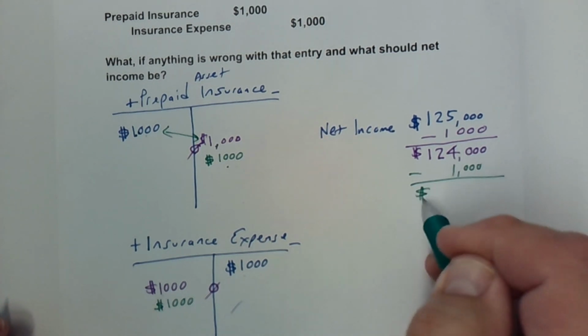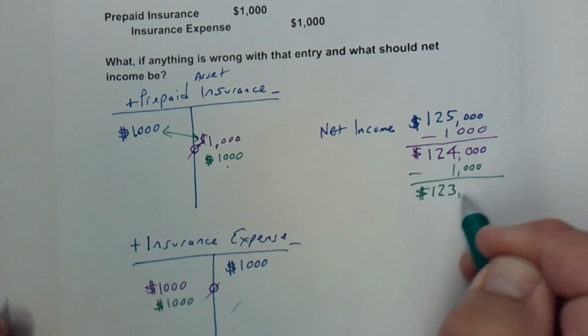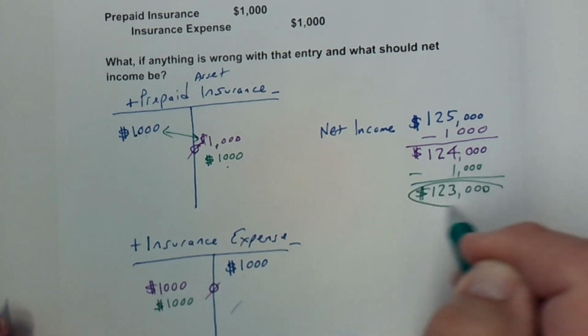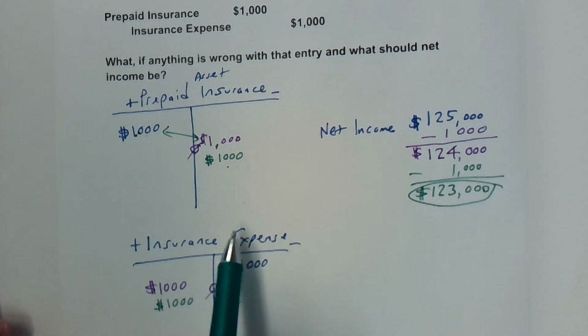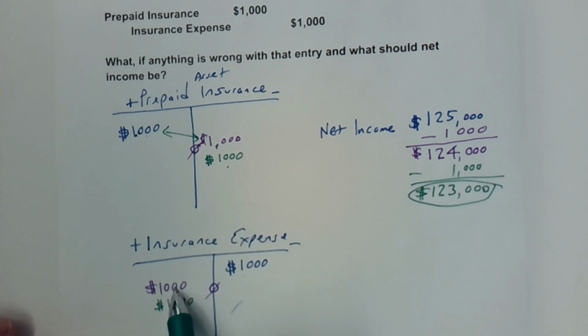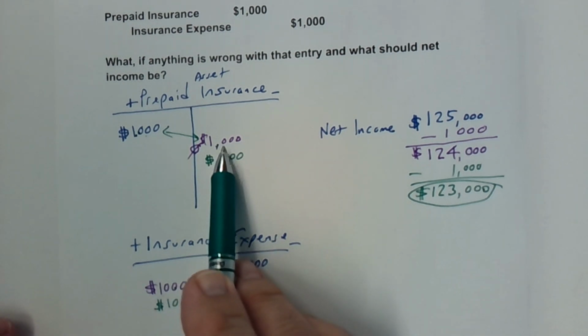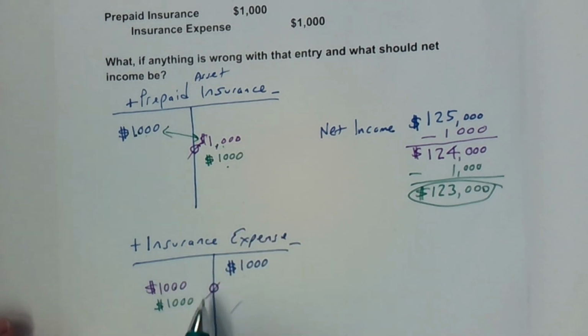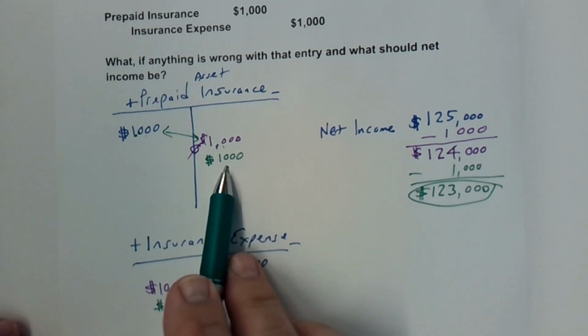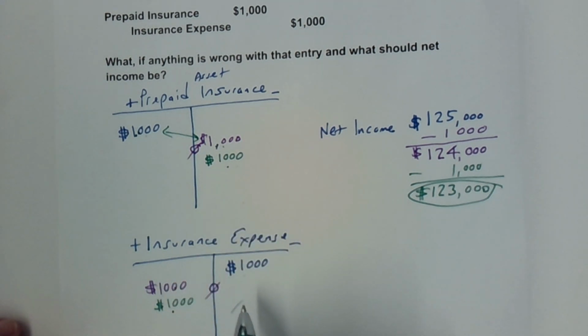So our final net income is $123,000. So we should have two entries, one to back it out where we debit insurance expense and credit prepaid insurance, and then we do the adjusting entry where we debit insurance expense and we credit prepaid insurance. That's why we reduce it by $2,000, twice the amount of the error.